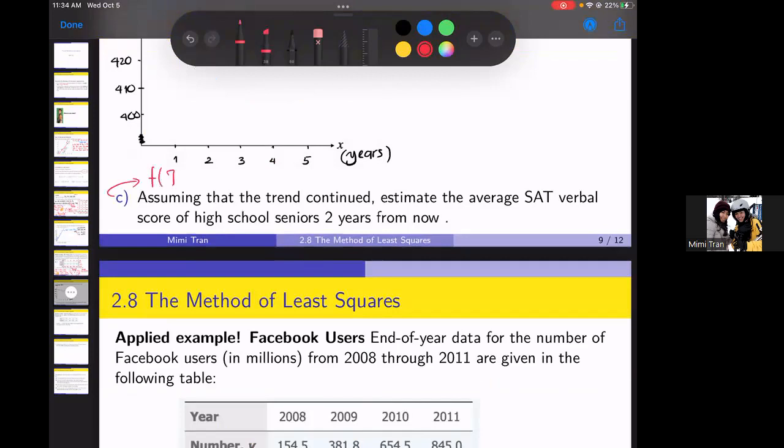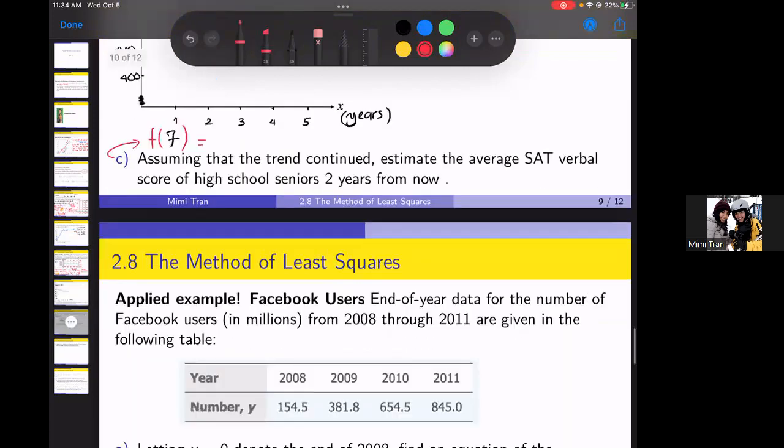f of 7 equals, what is the equation? Negative 2.8 times 7 plus 440. Negative 2.8 times 7 plus 440. That's 420.4.